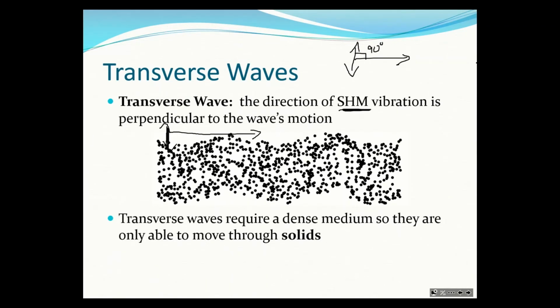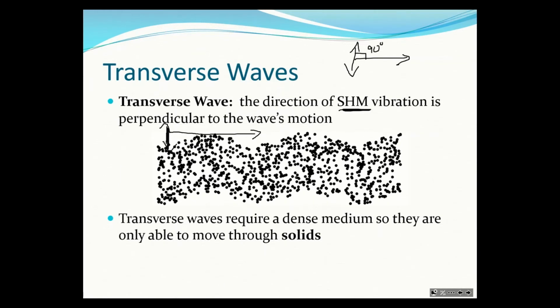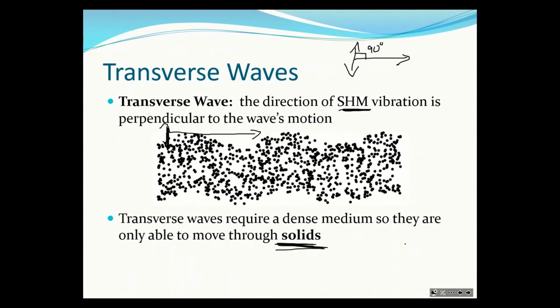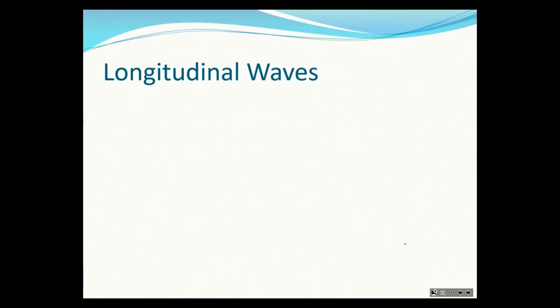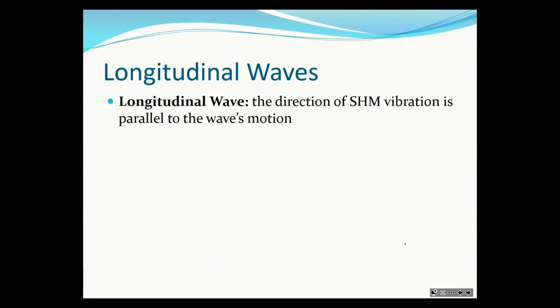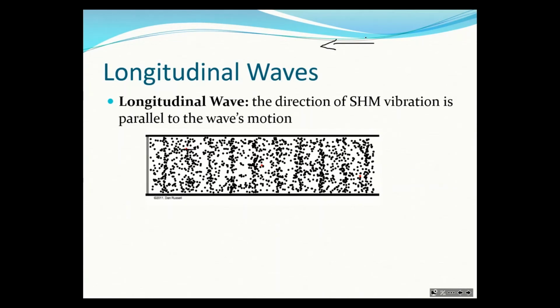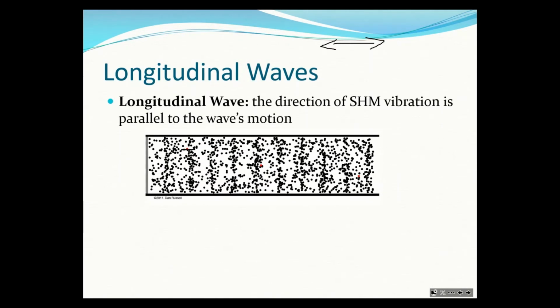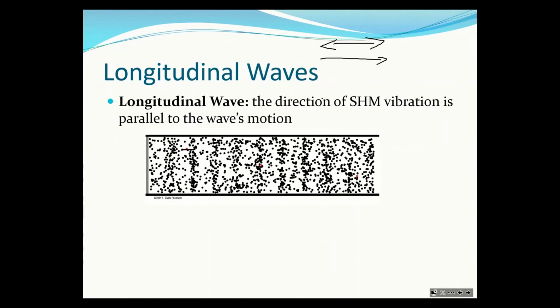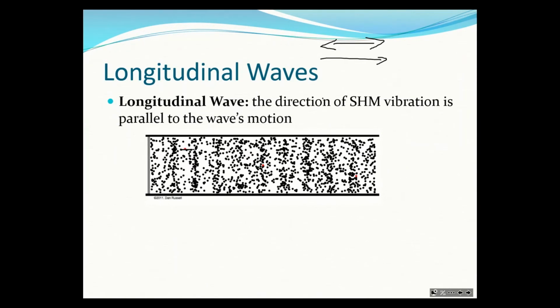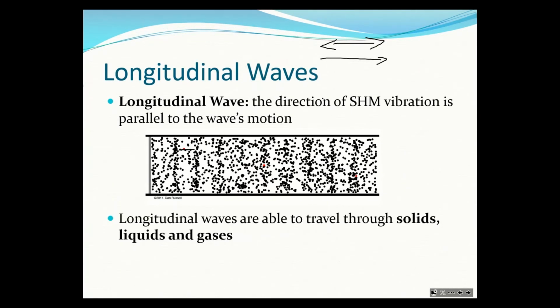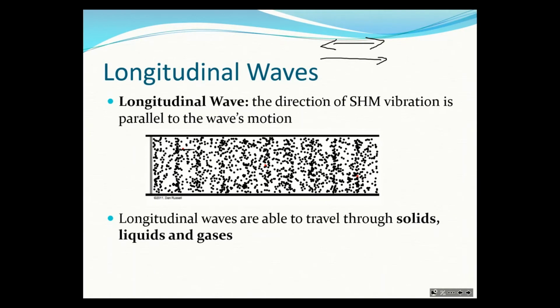Transverse waves require a dense medium, so they're only able to move through solids. Okay, so they can only move through solids. The other type of wave is a longitudinal wave, and this is where the direction of the simple harmonic motion vibration is parallel to the wave's motion. So if you look at the individual particles, the particles are just bobbing back and forth. So this is particle motion, back and forth, and then the wave is moving this way. And you can see these two lines are parallel to each other, so it's a longitudinal wave. So longitudinal waves are able to travel through solids, liquids, and gases.